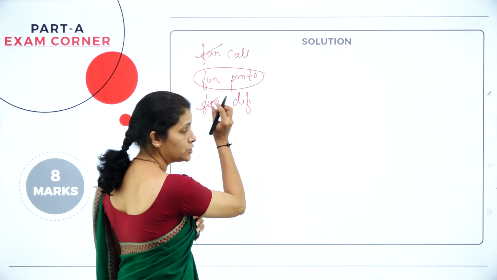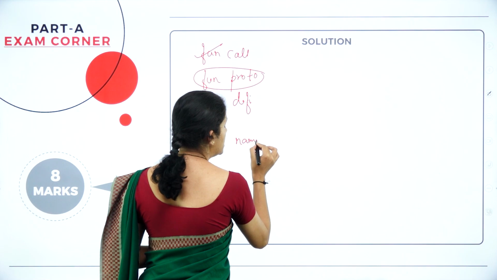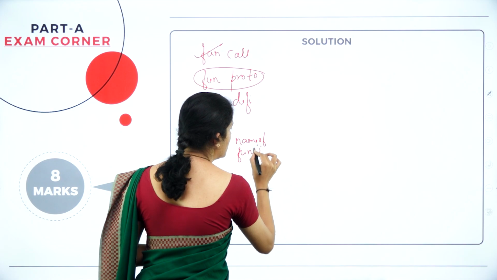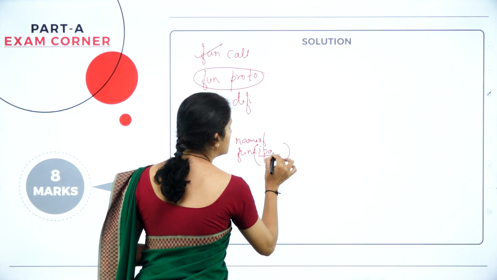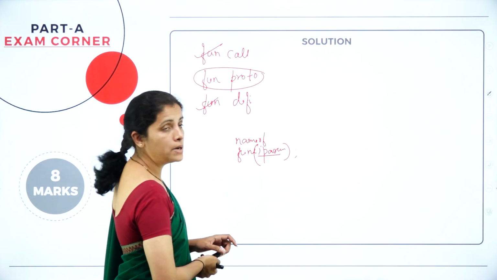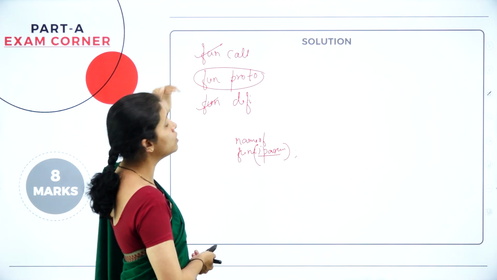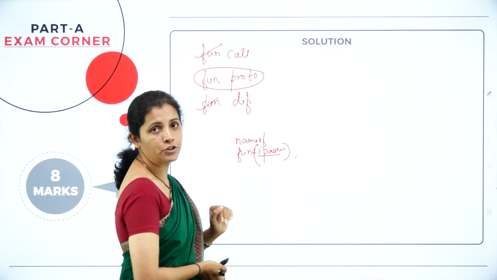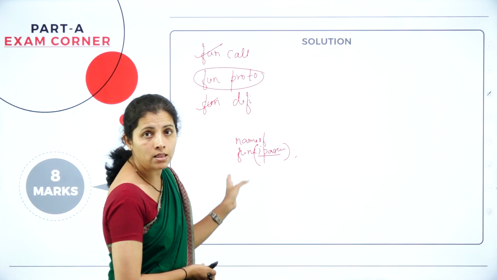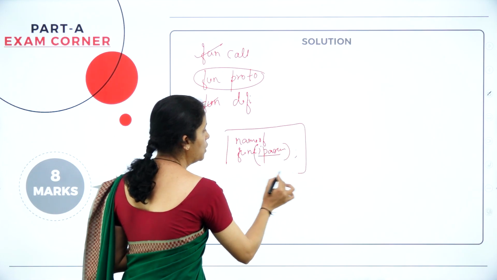If I consider function call, name of the function, then parameters. And one more thing, dear student, please remember here, the function name must be the same in my function call, function prototype and function definition. And the number of parameters and return type must be the same. Otherwise, I'm going to get an error message. So, this is my function call.